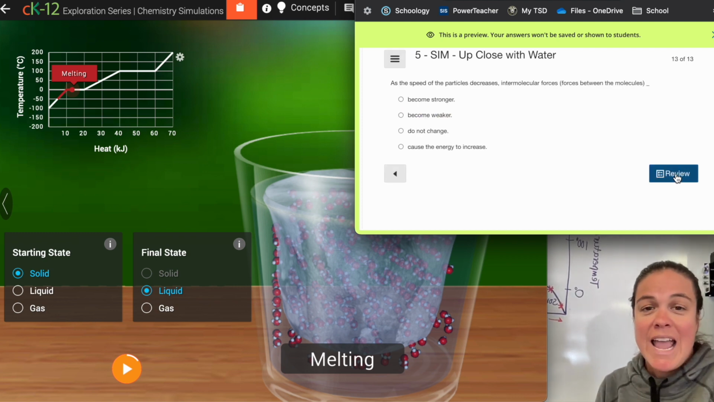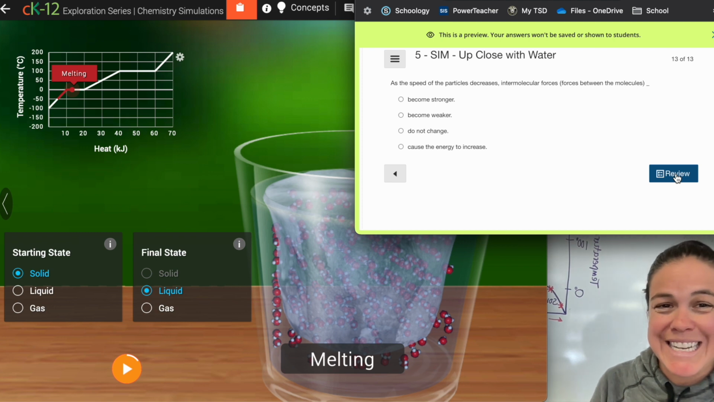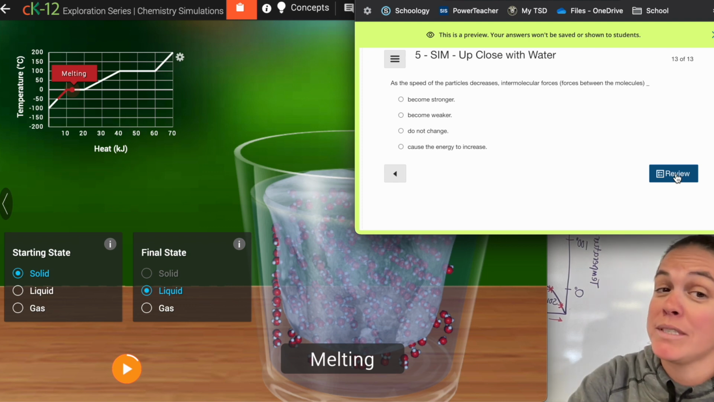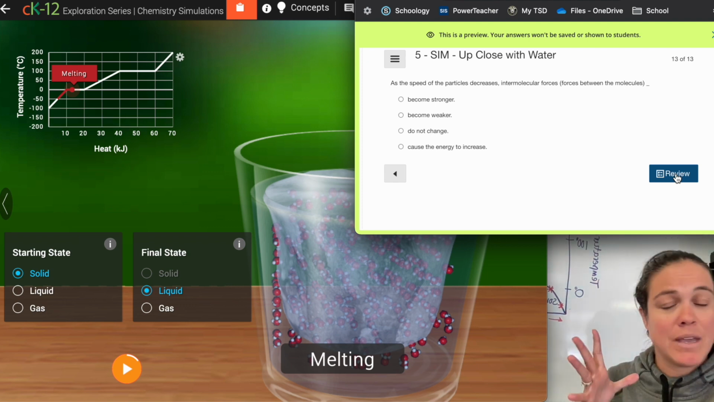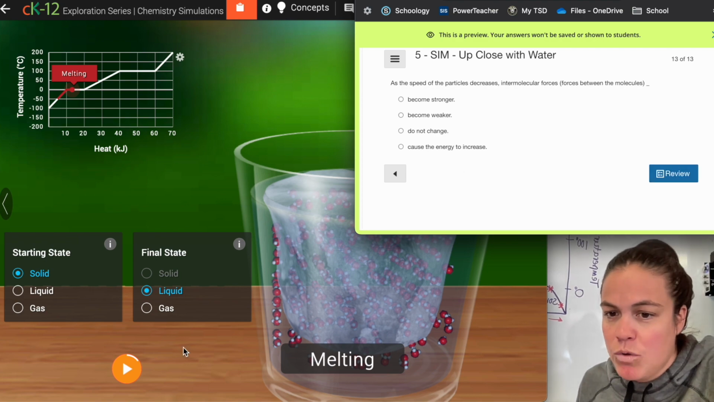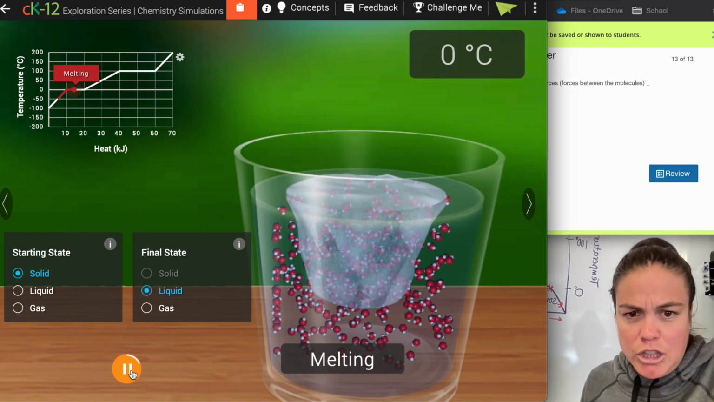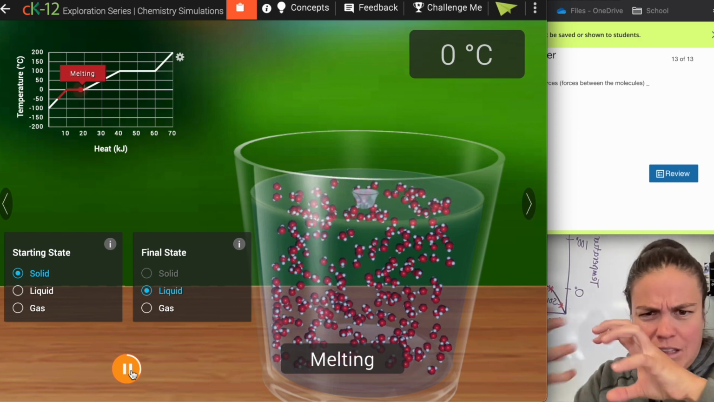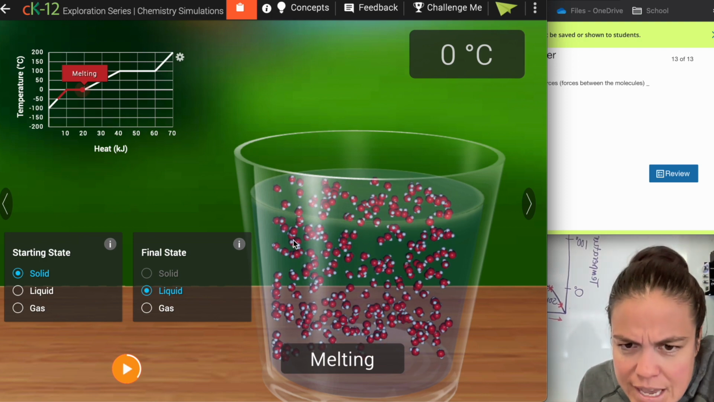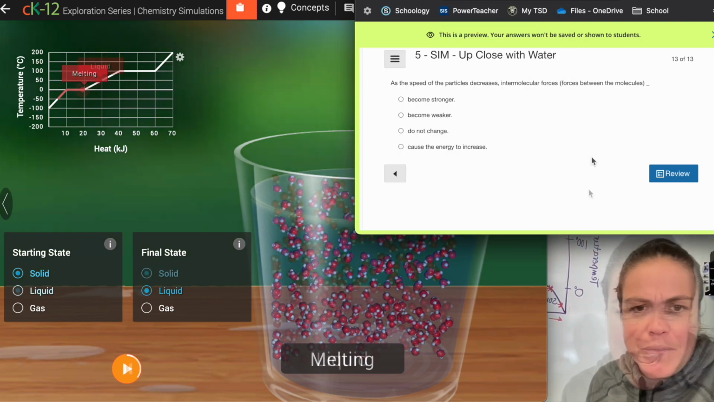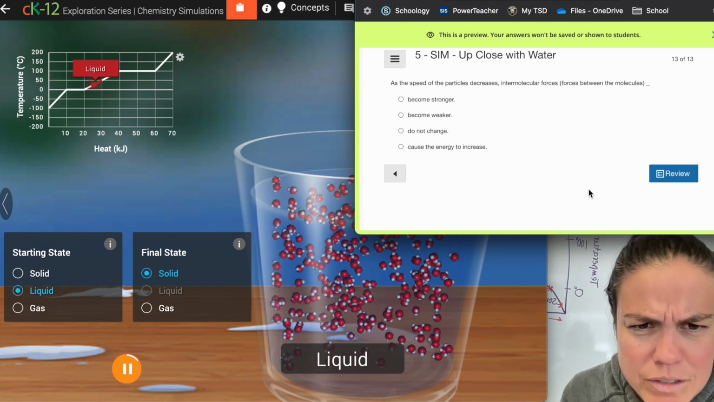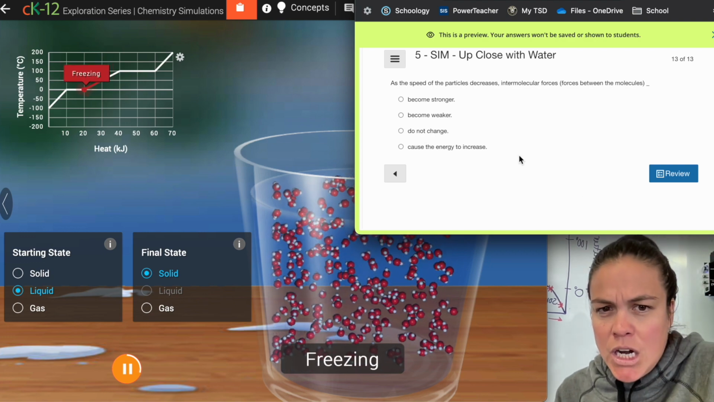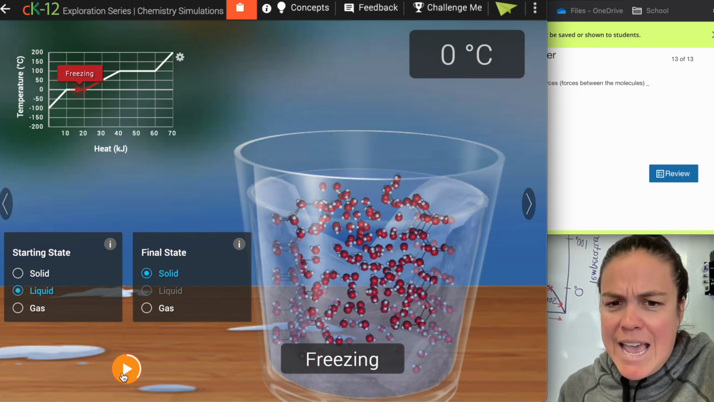And the last question: as the speed of the particles decreases, intermolecular forces... So again, we're going to talk about those forces between the molecules. This is something we haven't gotten into very much. The only place that you can really see it is when you start looking at whether those particles are moving around. How are those intermolecular forces? Those forces that are between each particle. As the speed of the particles decreases, intermolecular forces become stronger, become weaker, don't change, or cause the energy to change.